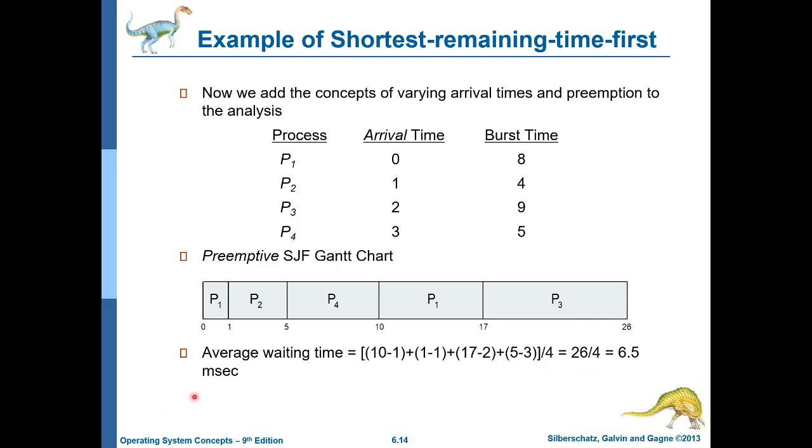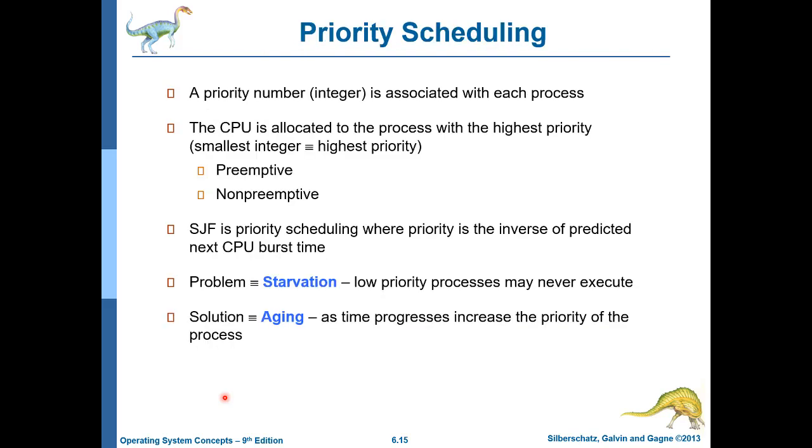It can be milliseconds or whatever time unit we choose. So this is how we find the waiting time for shortest remaining time first.